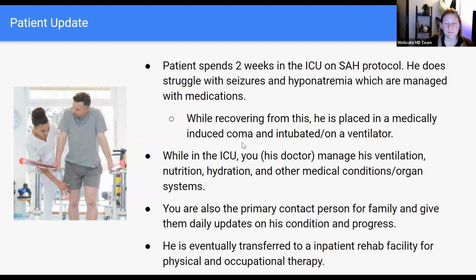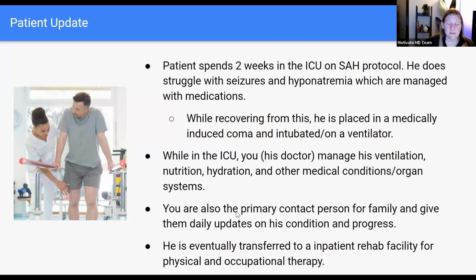While he's in the ICU, you, his doctor, are managing his ventilation, his nutrition, hydration, and his other medical conditions and organ systems. So we are looking closely at his kidneys, because if you remember, his kidney labs on the BMP were a little bit off. And just making sure that everything physiologically is staying stable or trending in the right direction during this stay. We're also the primary contact person for family members and give them daily updates on his condition and his progress while he's in the ICU.